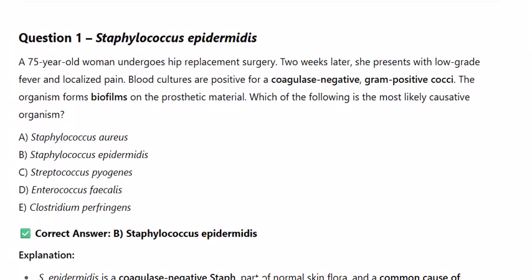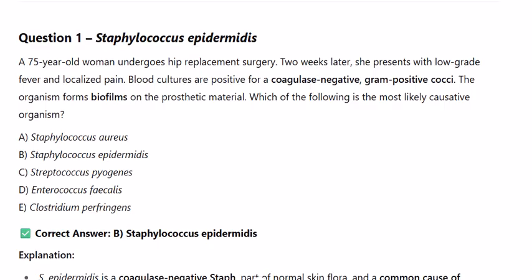Question 1. Staphylococcus epidermidis. A 75-year-old woman undergoes hip replacement surgery. 2 weeks later, she presents with low-grade fever and localized pain. Blood cultures are positive for a coagulase-negative, gram-positive cocci. The organism forms biofilms on the prosthetic material. Which of the following is the most likely causative organism?